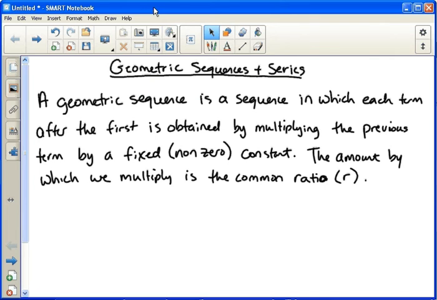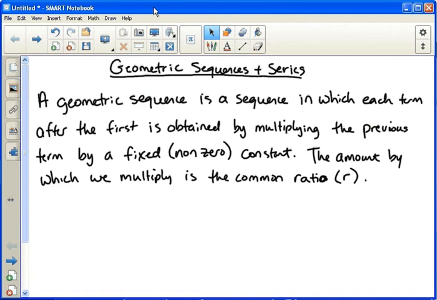Yesterday we talked about arithmetic sequences and series. An arithmetic sequence was one where we added something every time or subtracted. Today we're going to talk about geometric sequences and series. Geometric sequences and series are ones where you multiply by the same number every time.